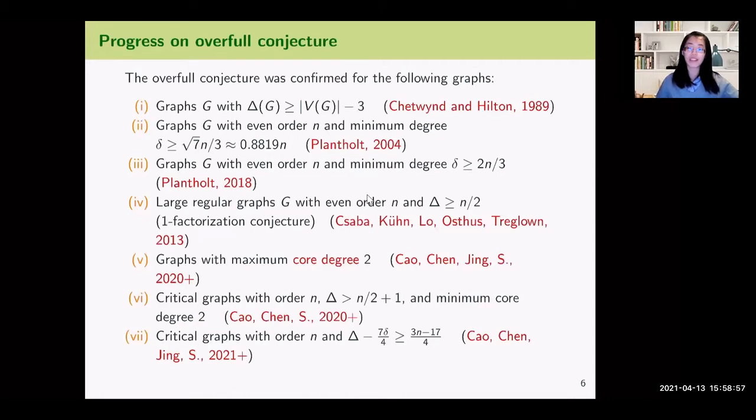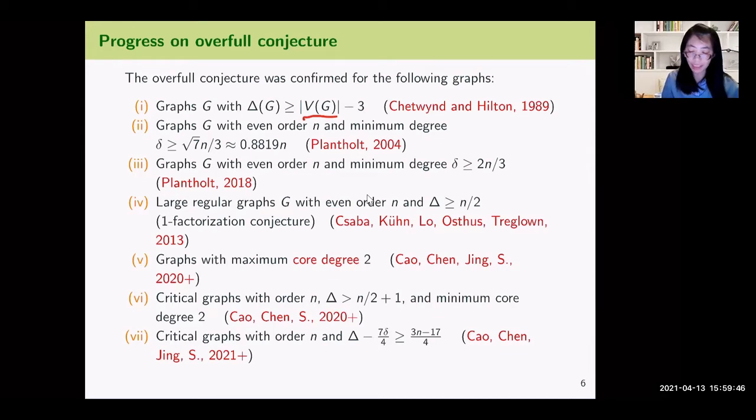The overfull conjecture has been proved for some special classes of graphs. For example, it is proved for graphs if the maximum degree is big, about n-3, and it was not even proved for Δ(G) at least n-4. And Plantholt proved that when n is even and the minimum degree is big, then the overfull conjecture is also true. And recently, he improved the minimum degree to 2n/3, actually by applying the result from the one factorization conjecture result.